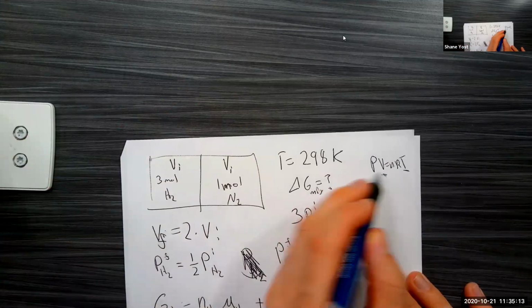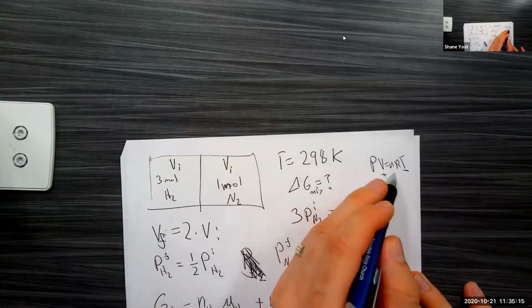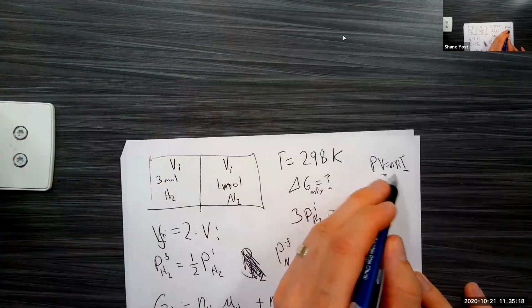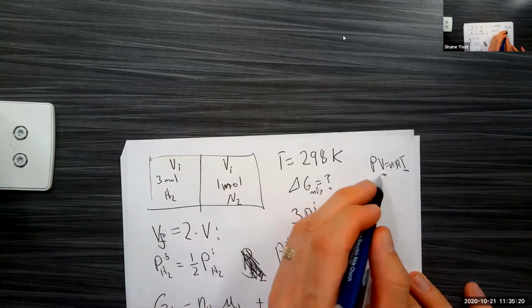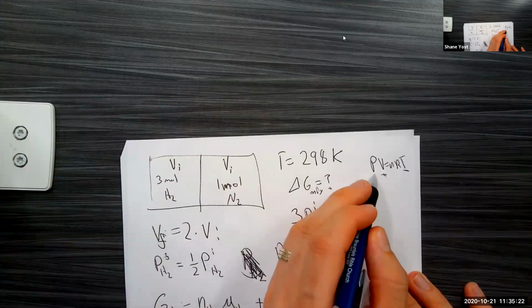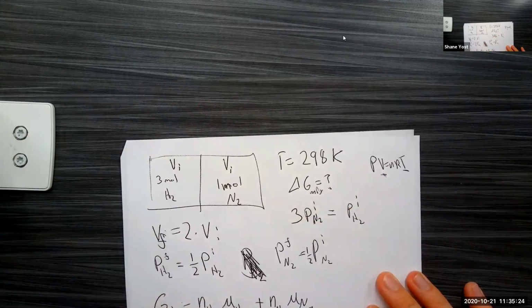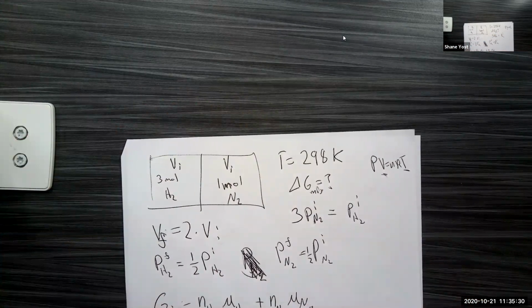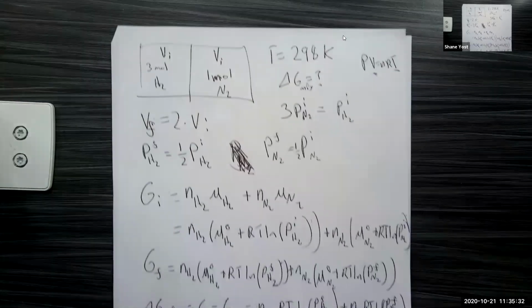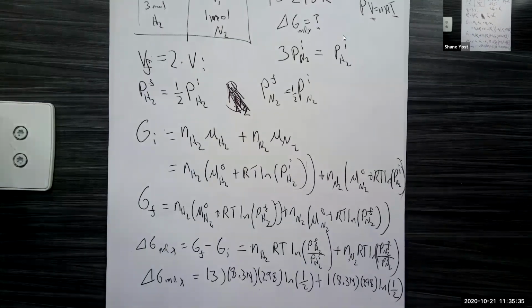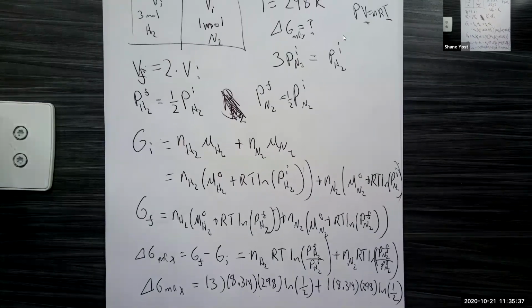And with our ideal gas law, if the number of moles stays the same, R stays the same, and T stays the same, if the volume doubles, pressure has to go down by a half. And so that's how I know that the final pressure of these two gases is just half of their initial pressure, just by using that relationship for an ideal gas. Other questions?